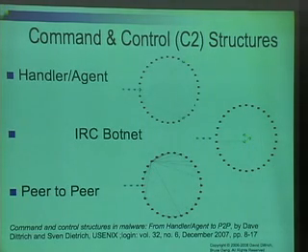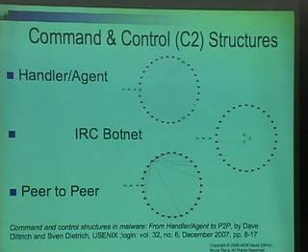I'm not going to go into this in much depth, and unfortunately it looks like you can't quite see this, but the paper published in ;login: in December is available on the Usenix website. Back in '99, we started seeing handler-agent distributed denial of service attack tools. They were specifically for DDoS.